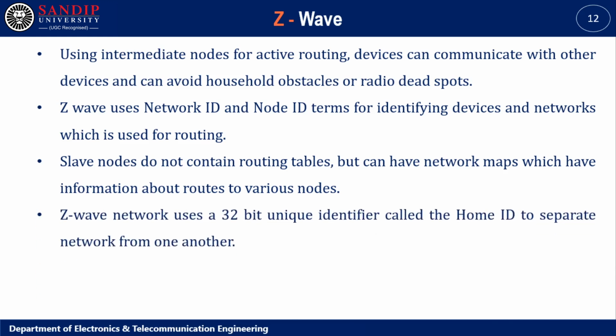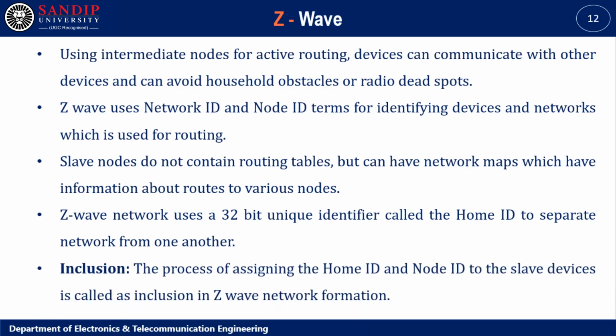A Z-Wave network uses a 32-bit unique identifier called the home ID to separate networks from one another. Inclusion: the process of assigning the home ID and node ID to the slave devices is called inclusion in Z-Wave network formation.